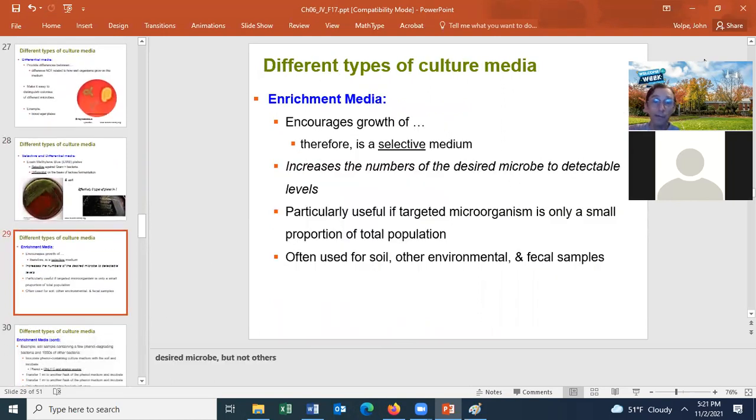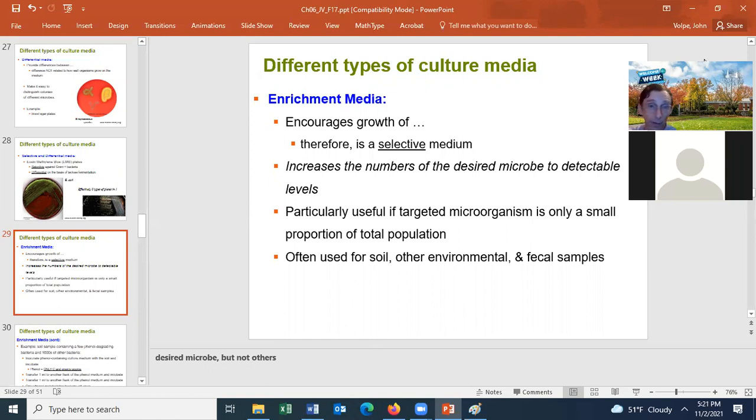There's also an enrichment media. It encourages the growth of certain bacteria. So it is therefore selective, but we use it to encourage the growth of something. It increases the numbers of desired microbes to detectable levels. It's particularly useful if your target microorganism is only a small proportion of the total population.